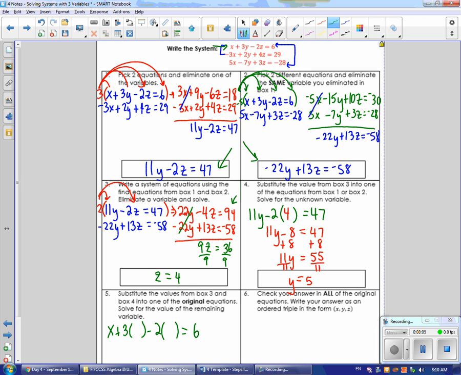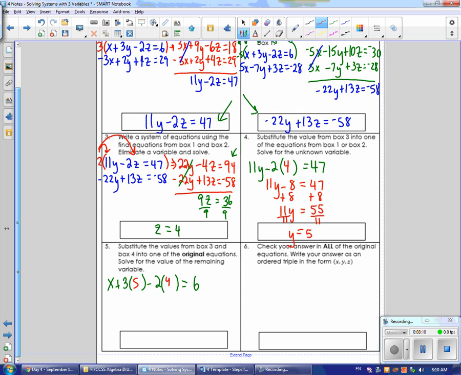So once I've got my equation down, I'm going to substitute the values for y and z into my equation. So I know that y is 5 and z is 4. And so now I can simplify. I've got x. This is going to give me plus 15. This is going to give me minus 8, and that's equal to 6. Well, 15 minus 8 is 7, so I have x plus 7 equals 6. And if I subtract 7 from both sides, I get that x is equal to negative 1.